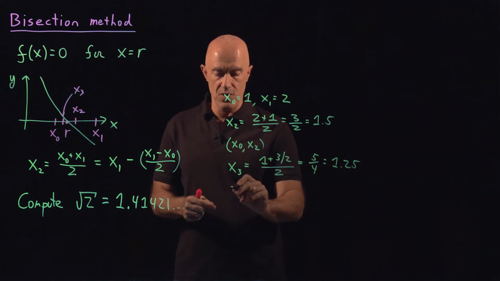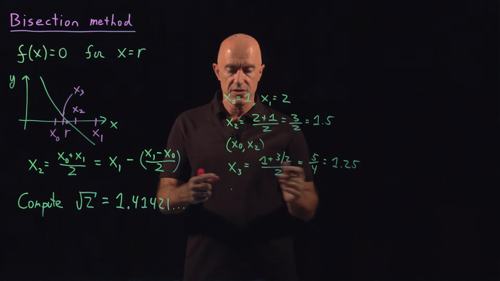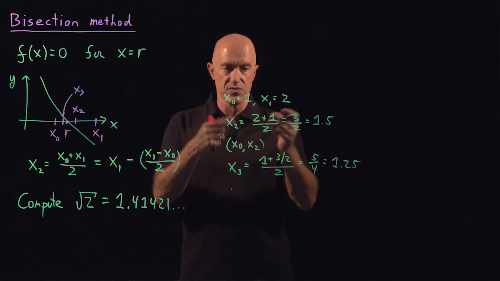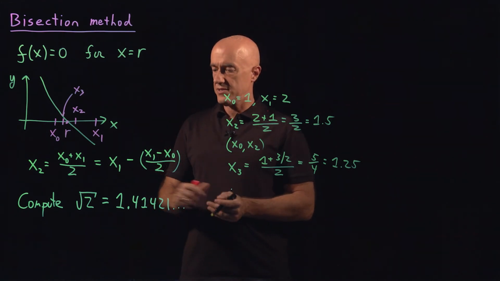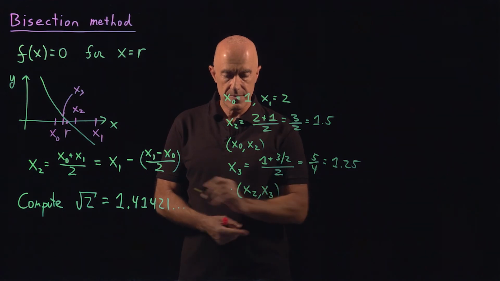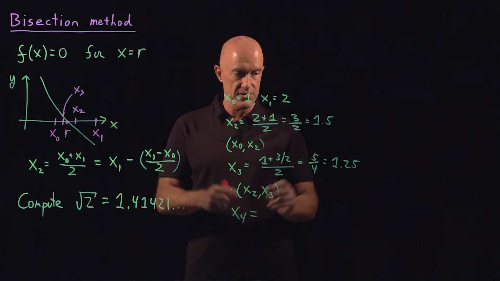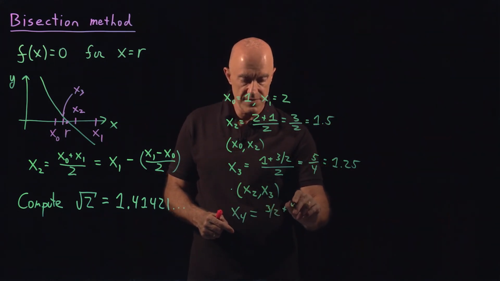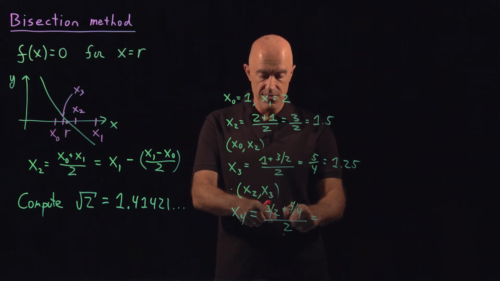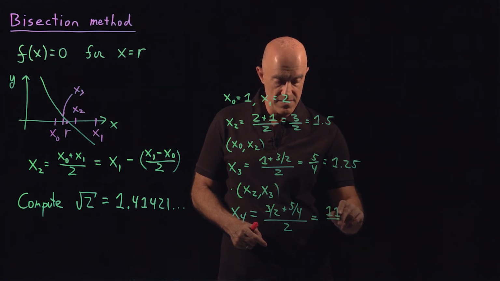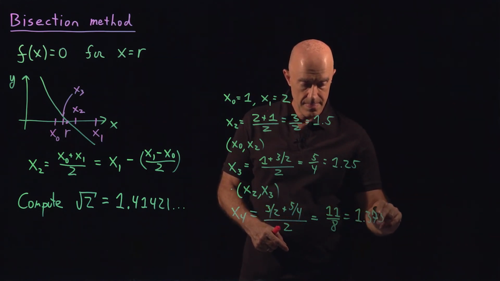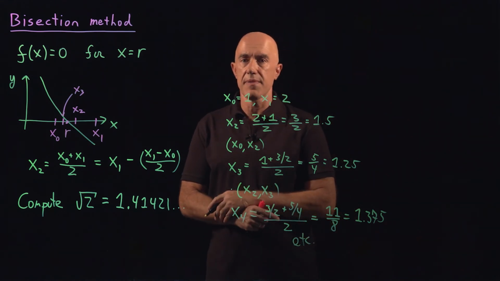To continue for x4, first we have to decide what brackets the root. You can test the value of f of x3 and f of x2 and f of x1, and decide which ones bracket the root. I know the answer because the square root of 2 is 1.4. So here x2 and x3 bracket the root. So I can use x4 as the average of x2 and x3. So it's 3/2 plus 5/4 divided by 2. Then it's 6 plus 5 over 8. So that would be 11 divided by 8. And 11 divided by 8 is 1.375. And then you can keep going in the bisection method.